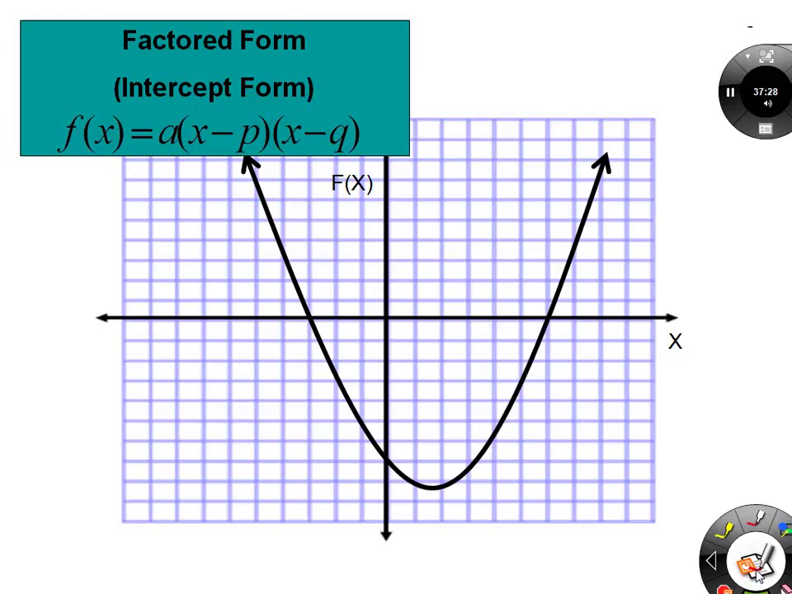Okay? And that's how they come up with these points. So if it's x minus p times x minus q, when you set x minus p equal to 0, x will equal p, whatever number that is. And when you set x minus q equal to 0, x will equal q, whatever number that is. Yes?